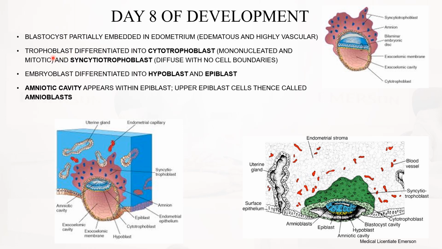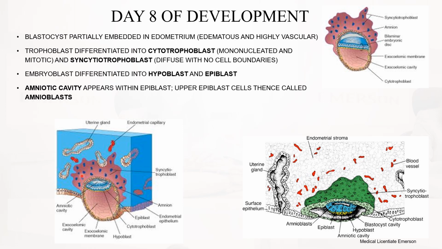Next, the trophoblasts are going to differentiate into the cytotrophoblasts, which are mononucleated and mitotic, and the syncytial trophoblasts, which diffuse with no cell boundaries. So under the same trophoblast, they are going to differentiate into two types. Number one, we have the cytotrophoblasts, which are mononucleated and mitotic. The other one are syncytial trophoblasts, which diffuse with no cell boundary.